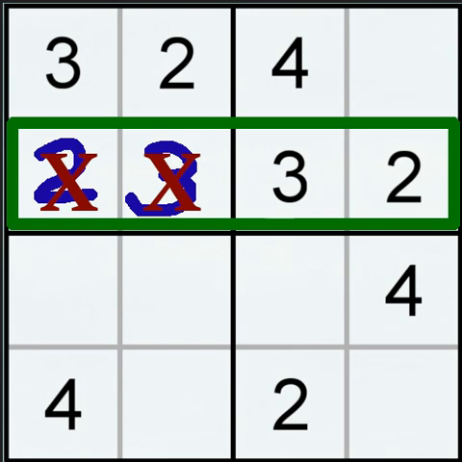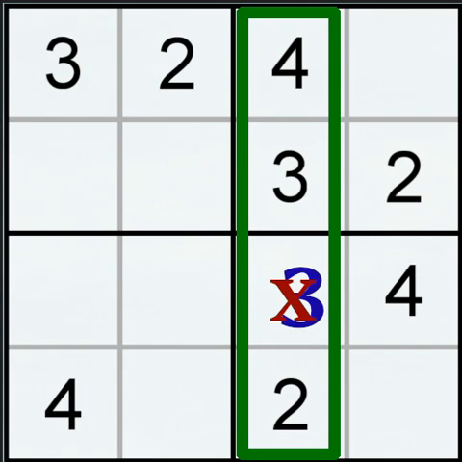We cannot repeat any numbers in any column. Notice we have a 4, 3, and a 2 in this green box. We cannot put another 3 here. We also cannot put a 4 or a 2 here, as this column already has a 4 and a 2.